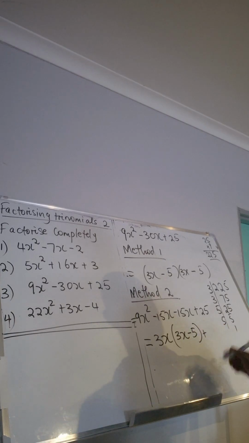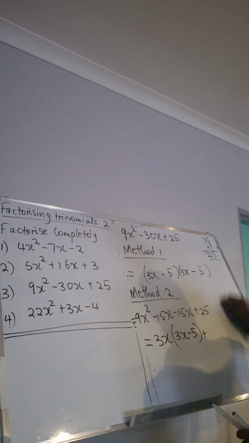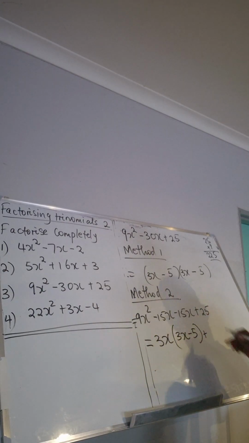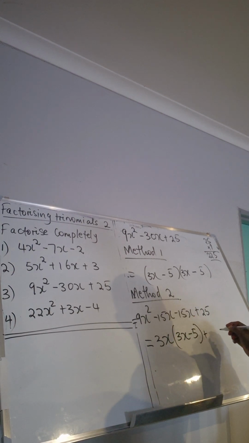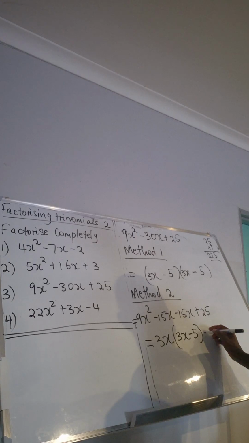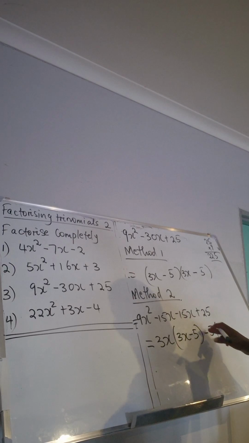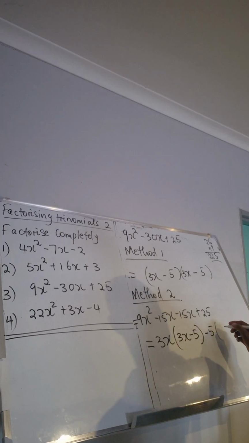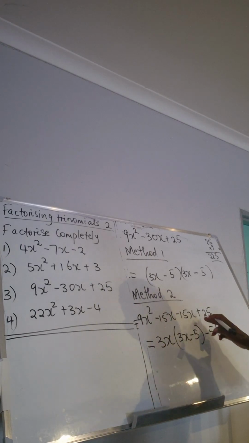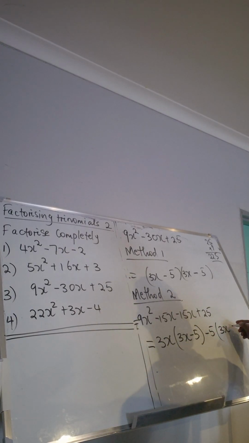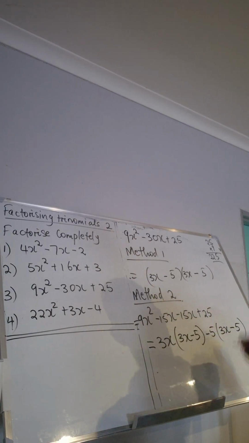Then plus. You also group these two. Highest common factor is going to be 5. So let's pull out negative 5. Then bracket. We divide 15x divided by 5. You get 3x. Then since we have pulled out negative here, this is going to be a negative. Then 25 divided by 5, we get 5.